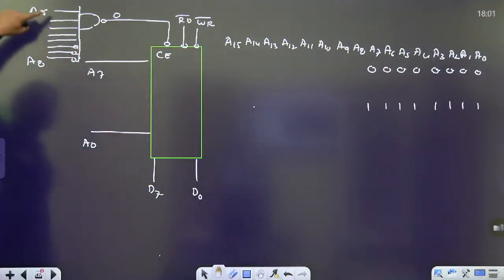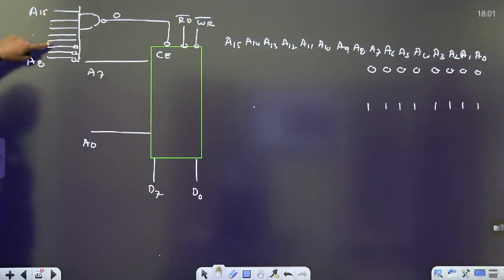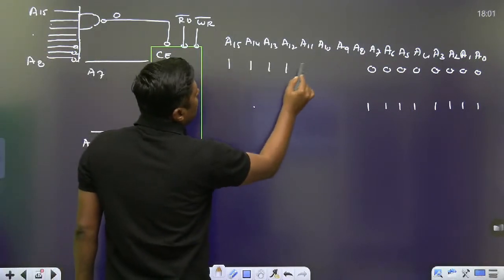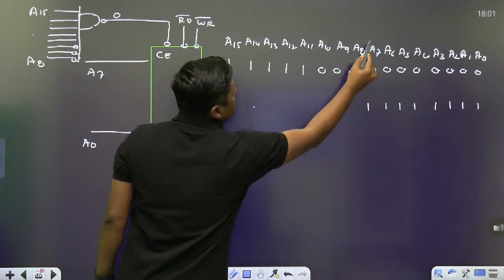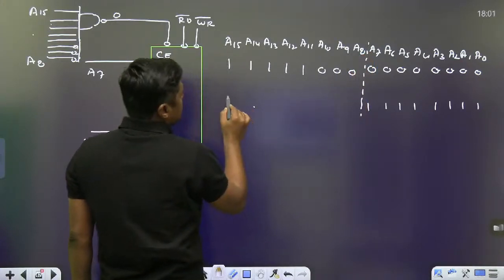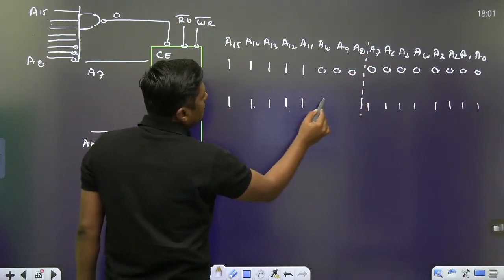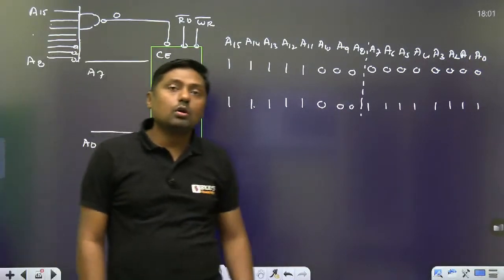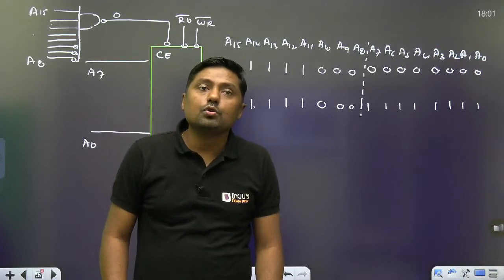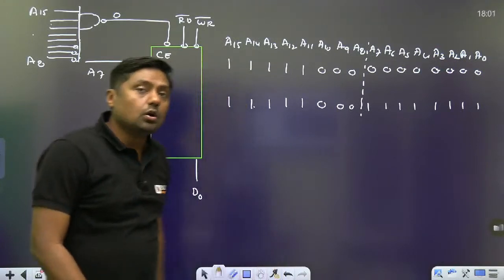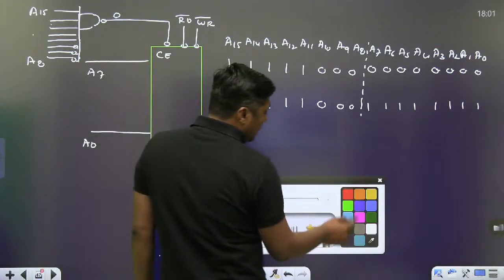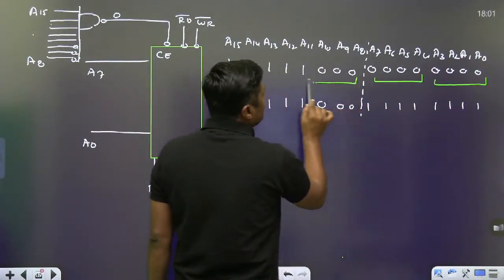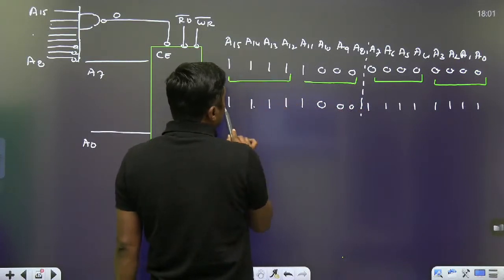What is the higher order address? 1111100. When 1111100, this is called the higher order address. 1111100 will remain fixed. That is for the chip, but lower order address will change from all 0 to all 1. Now make the group of 4.